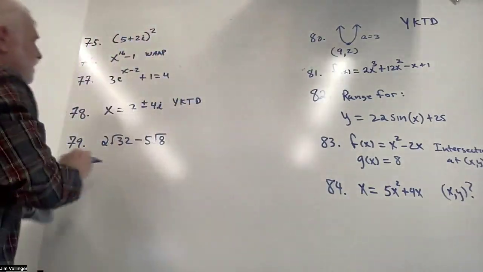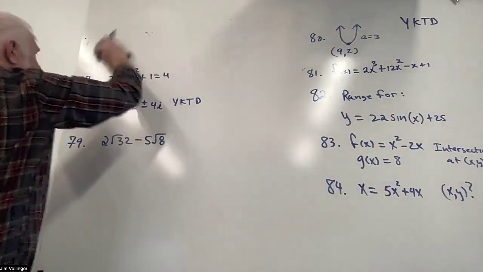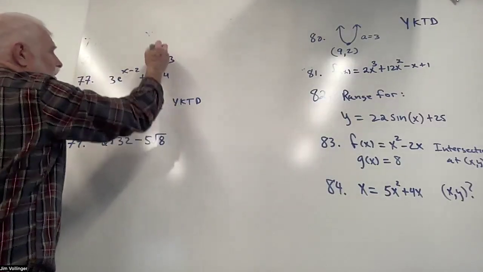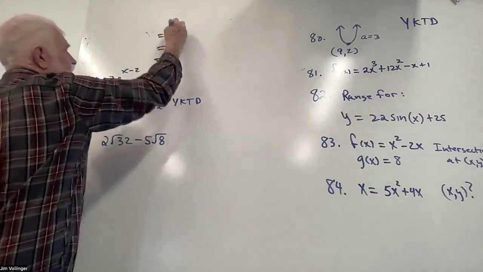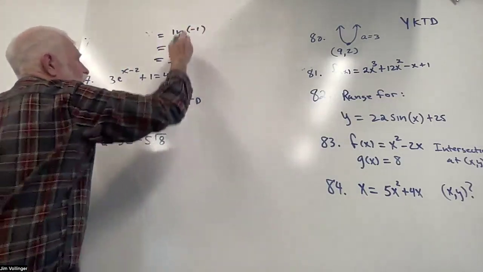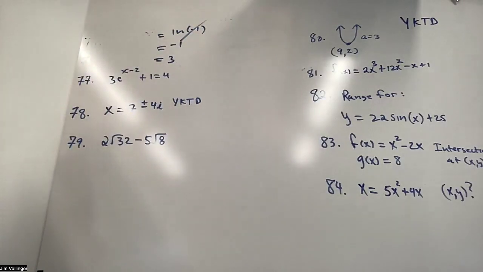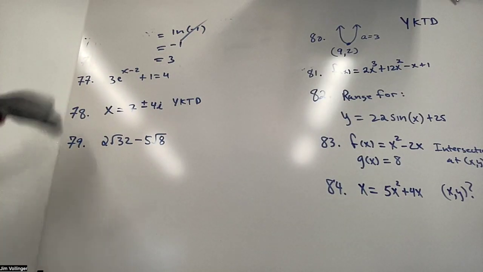All right, 3e to the x plus 1, I can do this going up. So I got to subtract 1. I got to divide by 3. I got to do the inverse of e, which is the ln of -1. Stop there. You can't have it. Can't take an ln of a negative number. We're done.